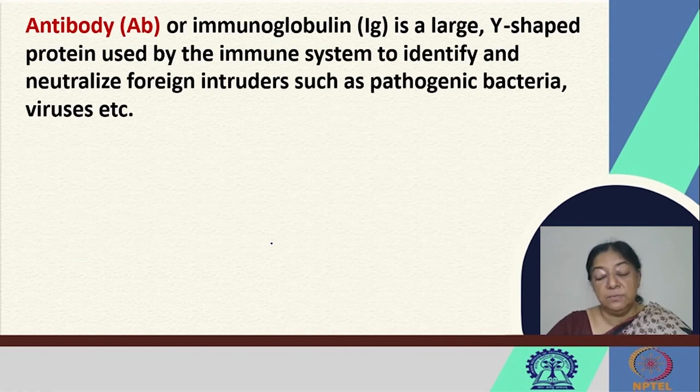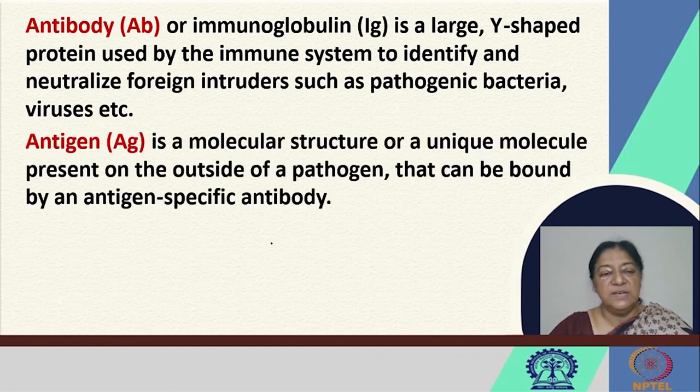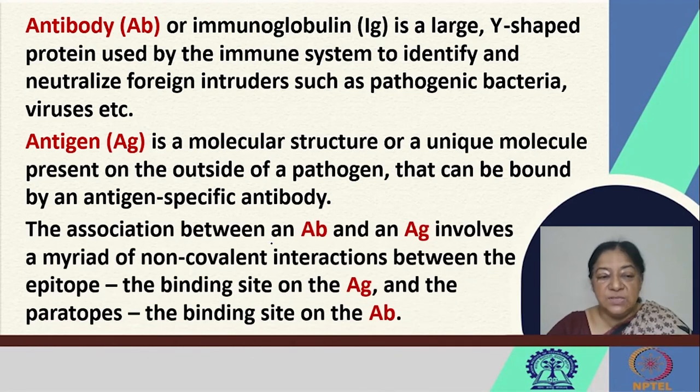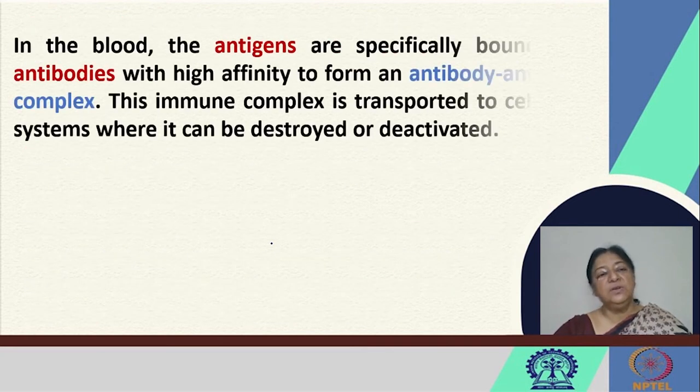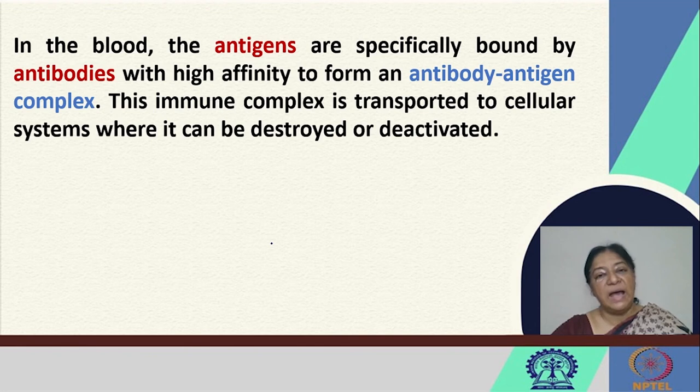Another very important example is the antibody-antigen type of example. The antibody, we know, is a large Y-shaped protein that is used by the immune system to identify and neutralize foreign intruders, be they bacteria or viruses. And we have the antigen, that is a molecular structure or a unique molecule present on the outside of the pathogen that can be bound by an antigen-specific antibody. And this association is very important. If we look at an overall structure of the antibody, we have in the blood the antigens that are specifically bound to antibodies in very high affinity complexes to form the antibody-antigen complex. And this immune complex is transported to the cellular systems where it can be destroyed or deactivated.